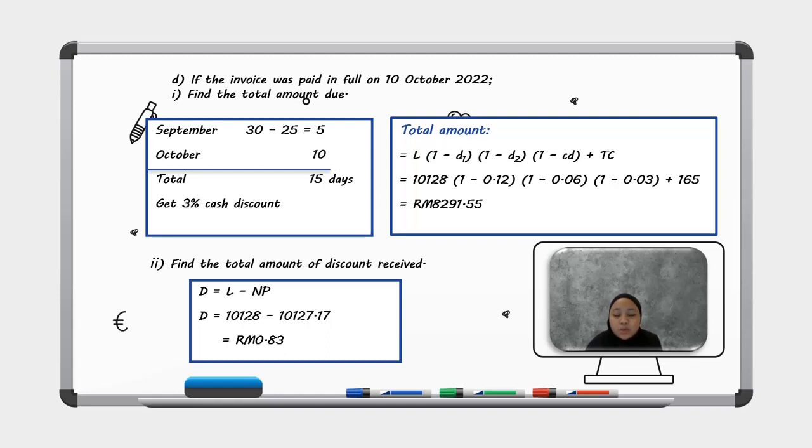Find the total amount of discount revision. D equal L minus NP. D equal 10,128 minus 10,127.70 equal RM 0.83 cents.